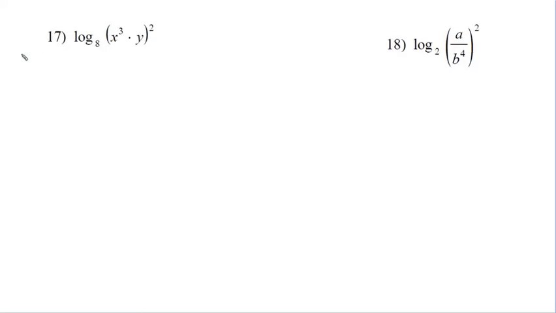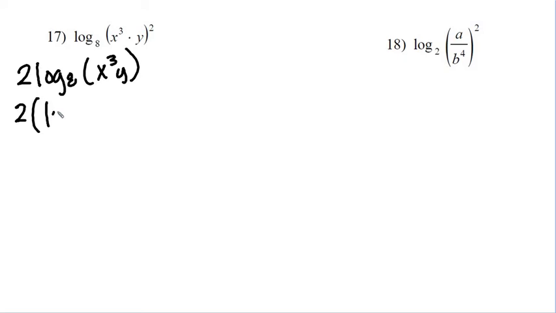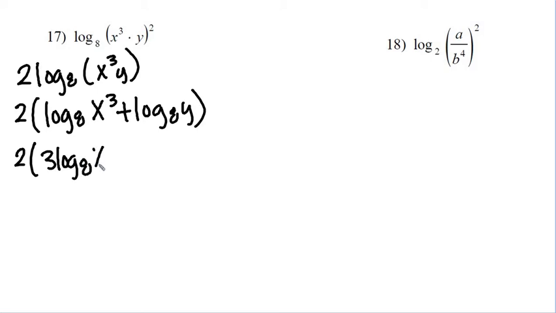Okay, number 17. So again, I have power and product. So I have 2 log base 8 of x cubed y. So I've taken care of the power, so I need to take care of this product. So I have 2 log base 8 of x cubed plus log base 8 of y. Please notice the addition of the parentheses from the first step to the second step. It's very important because that 2 goes to everything. So just be super cautious with your notation. Again, the last thing that I need to take care of is that power. So I have 2 times 3 log base 8 of x plus log base 8 of y.